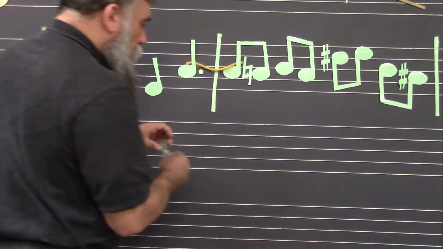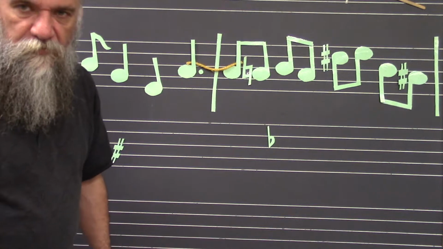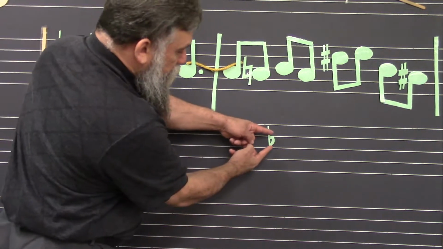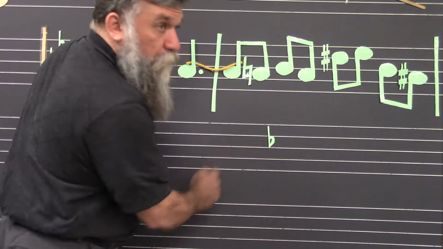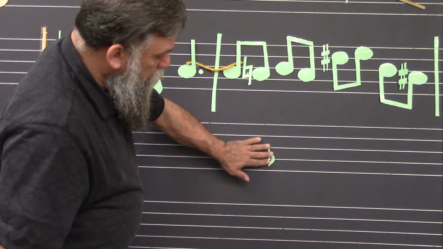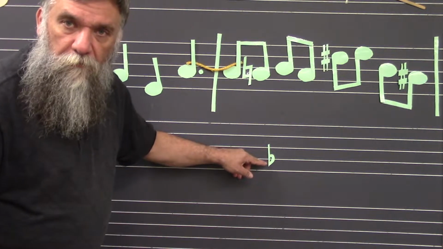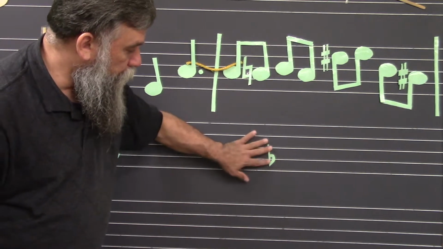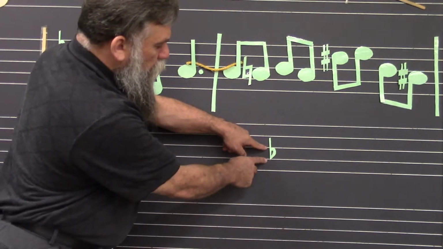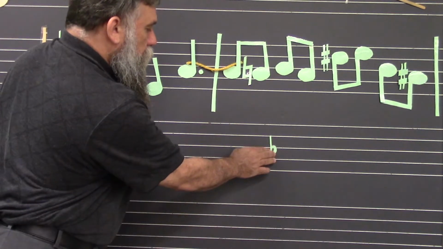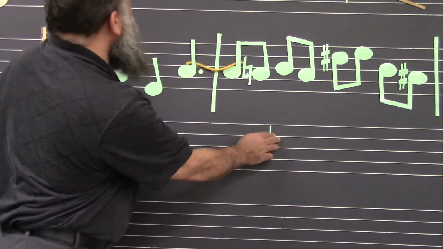Let's do the same thing with a flat. It's always good to check on this stuff. Is that on a line or a space? Since the head of the flat, the round part, is between the two lines, this is on a space. Is this on a line or a space? Since the line goes through the hole in the middle of the flat, it's on a line. Is that on a line or a space? It's between the two lines, it's on a space. If it's between the two lines, it's on a space.